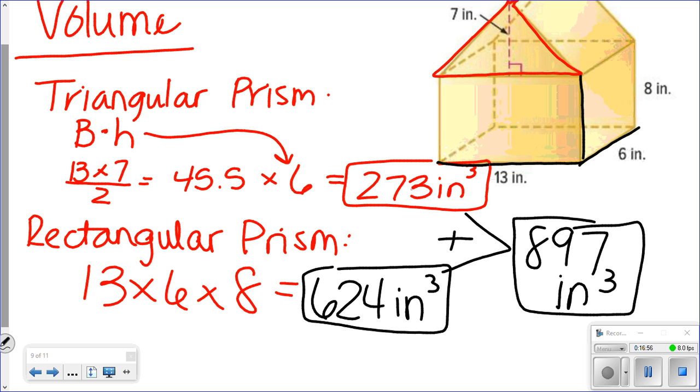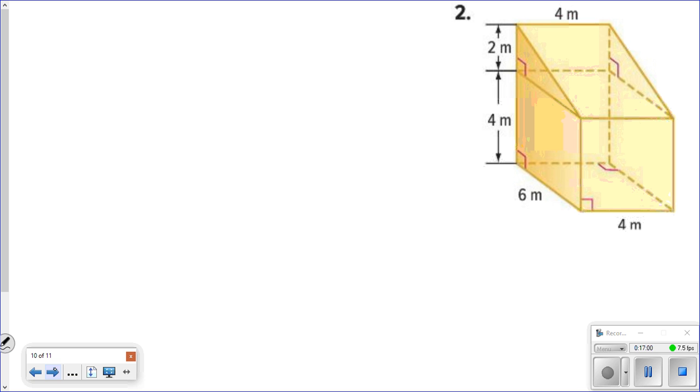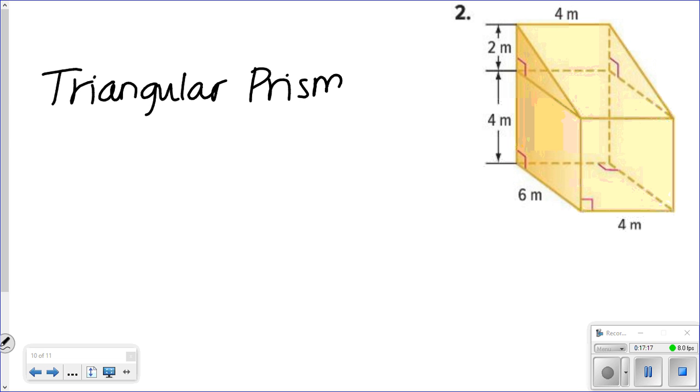All right, last one I'm gonna do is this one. Actually, I'm gonna try to have you do this one yourself. It's just what we did. I'll help you set it up. Okay, so one of the two things you see there is a triangular prism. Yep. And you see a rectangular prism. Okay, the thing I'm going to help you with, though.